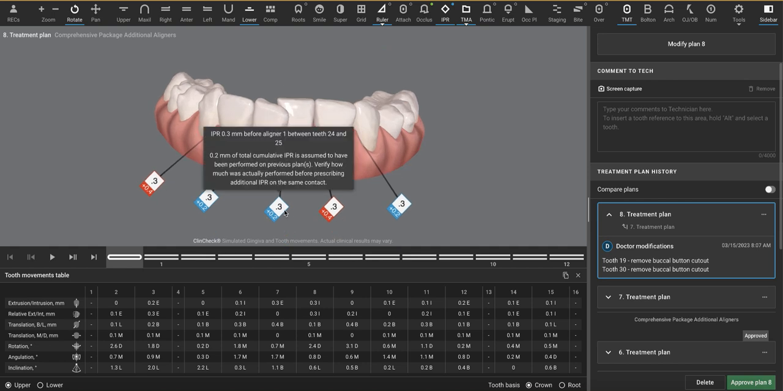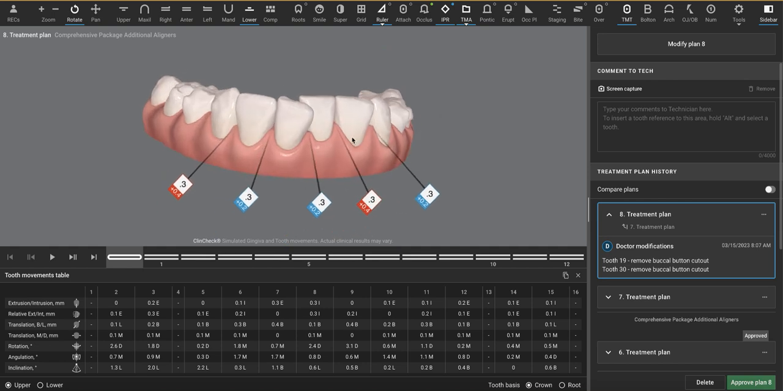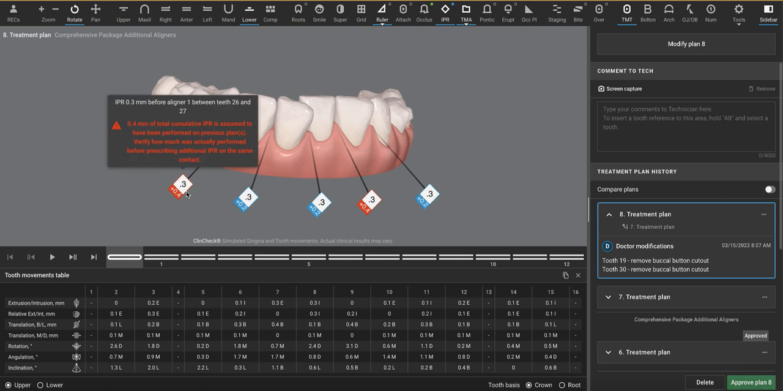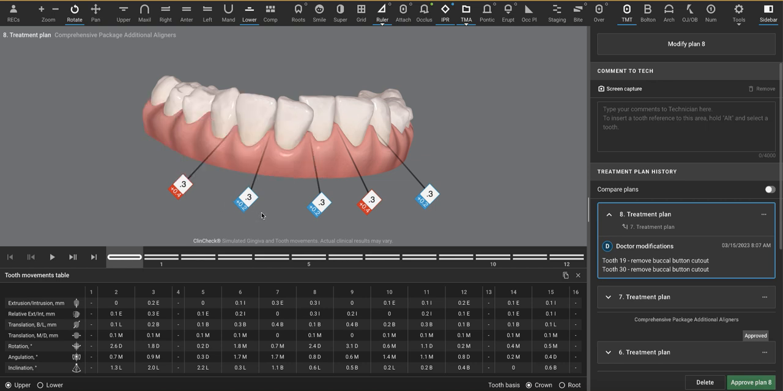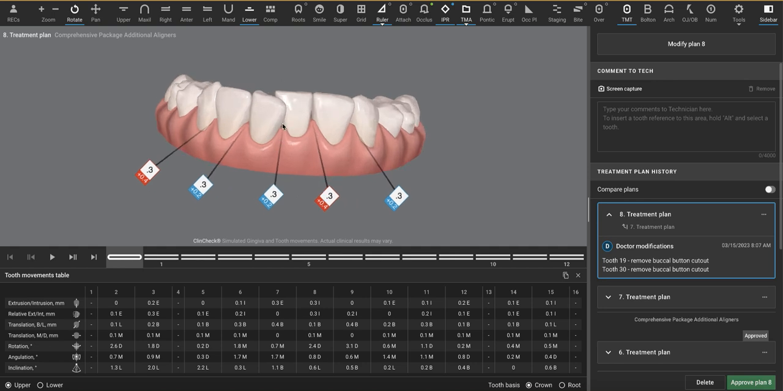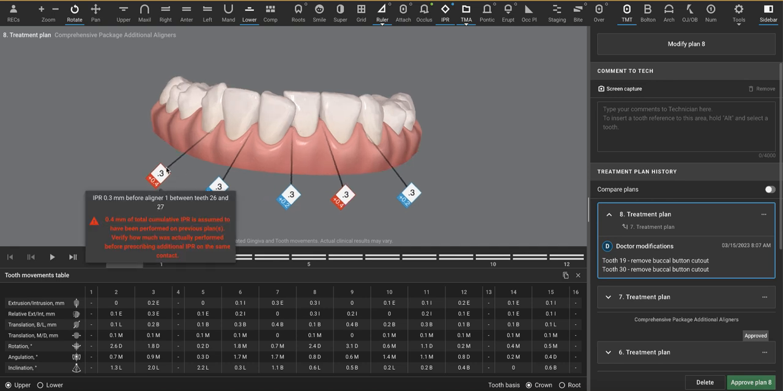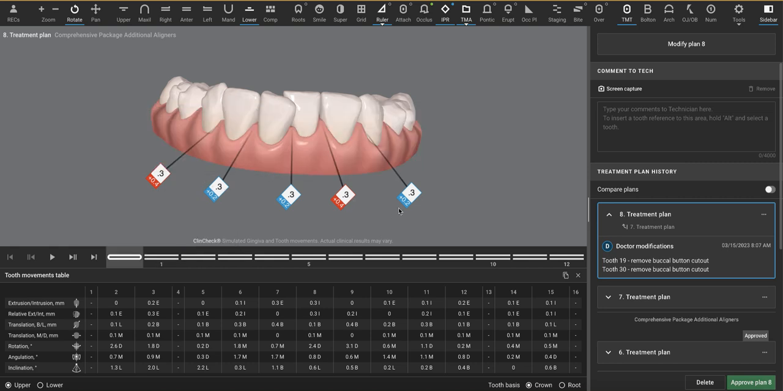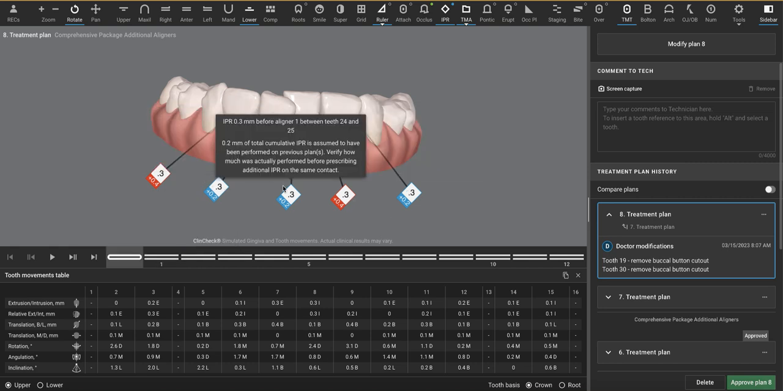So I would remove the IPR in between 24 and 25. I would reduce the IPR between the other teeth here down to 0.2. Again, we're going to put more IPR here based upon the black triangle that's likely to happen based upon the crowding that we see, thinking with the end in mind. So 0.2, 0.2, 0.2, 0.2, 0.